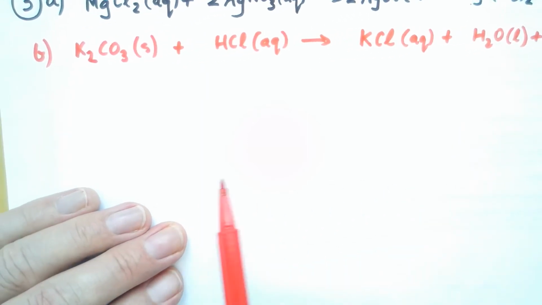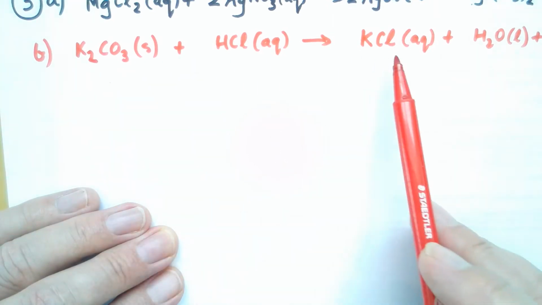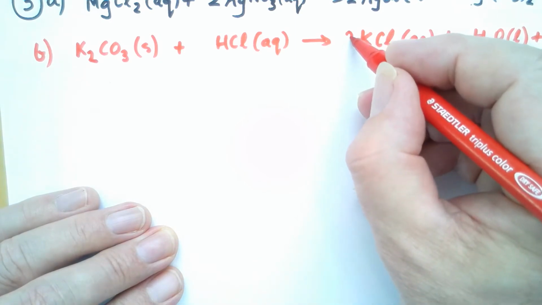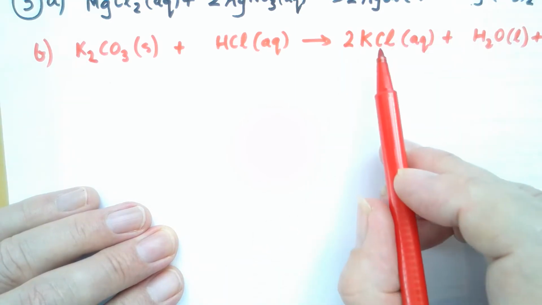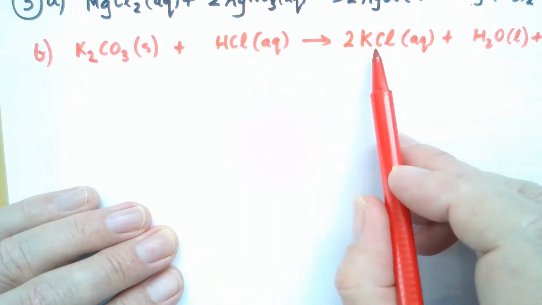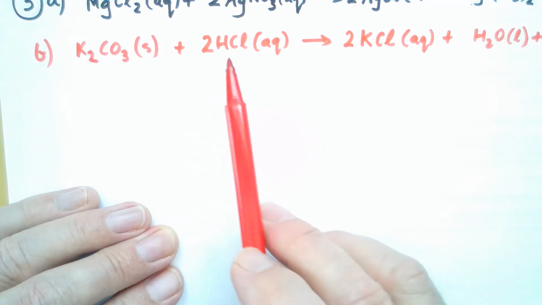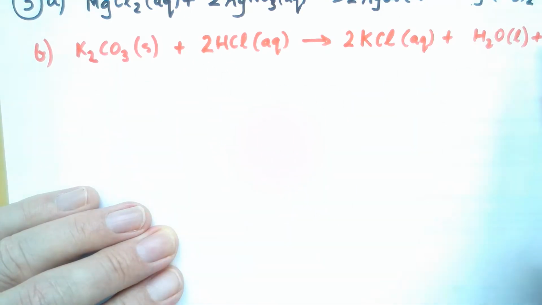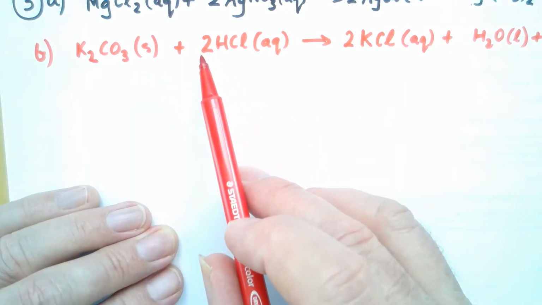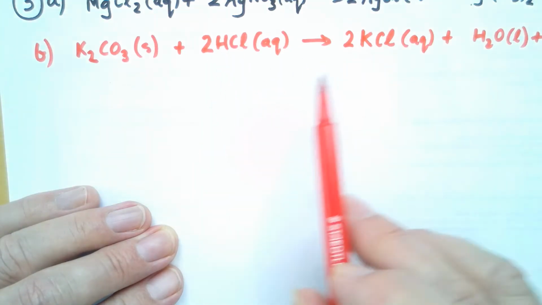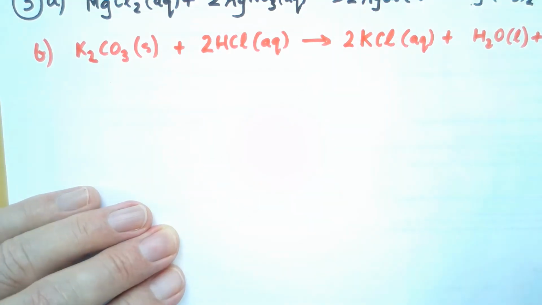Let's check for balancing. We've got 2 potassiums over there, only 1 here. So we're going to have to put a 2 in front of there. That gives us 2 chloride ions over here. Let's put a 2 here. So now we've got 1 carbon, 3 oxygens, 2 hydrogens, 2 chlorines, and 2 potassiums, so everything's balanced.